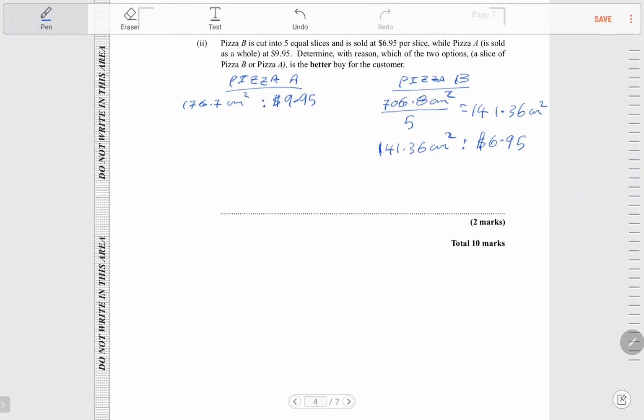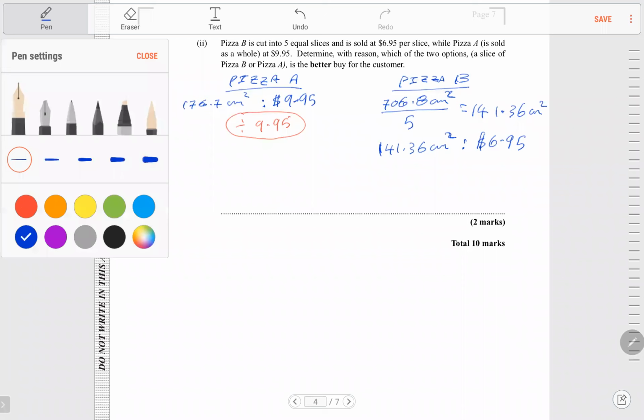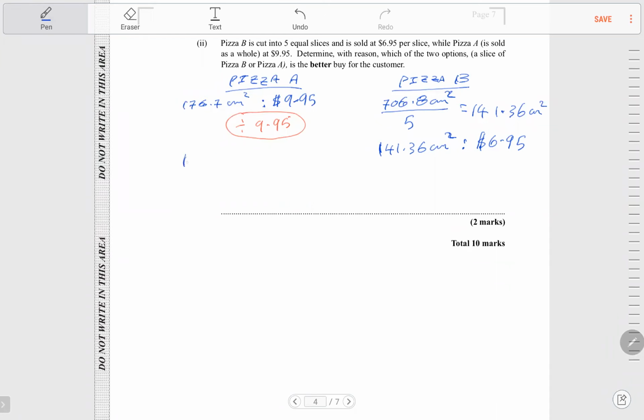So let's see what we have to do. To bring this side down to $1, we need to divide this ratio by that value of 9.95. So divide both sides of the ratio by 9.95, and the money part will come down to 1. So 176.7 divided by 9.95 comes down to 17.76 centimeters squared for $1. So for every $1 in this pizza, you get this amount.